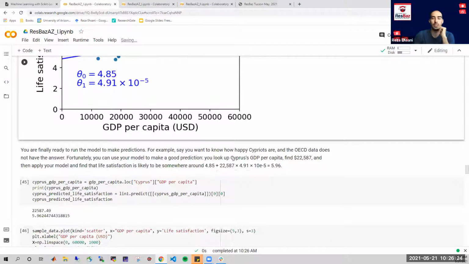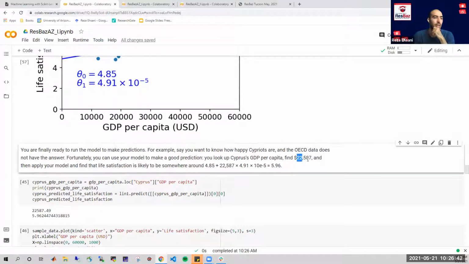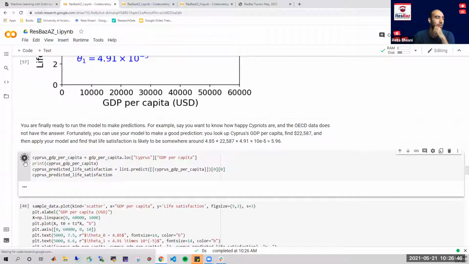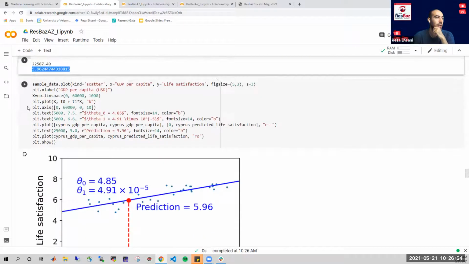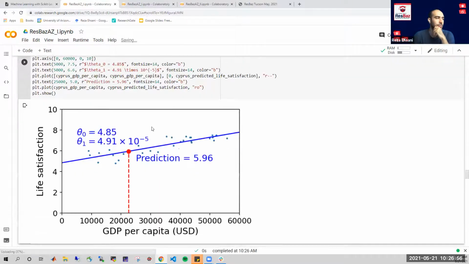So for example, say we want to see how people of Cyprus are, but the OECD data set doesn't have the answer to that. Fortunately, we've got now a model. We can feed the GDP of Cyprus to the model, which is $22,500, almost $500. And then when we apply the model, we can calculate the life satisfaction index equal to 5.9. So this is the plot which shows that.